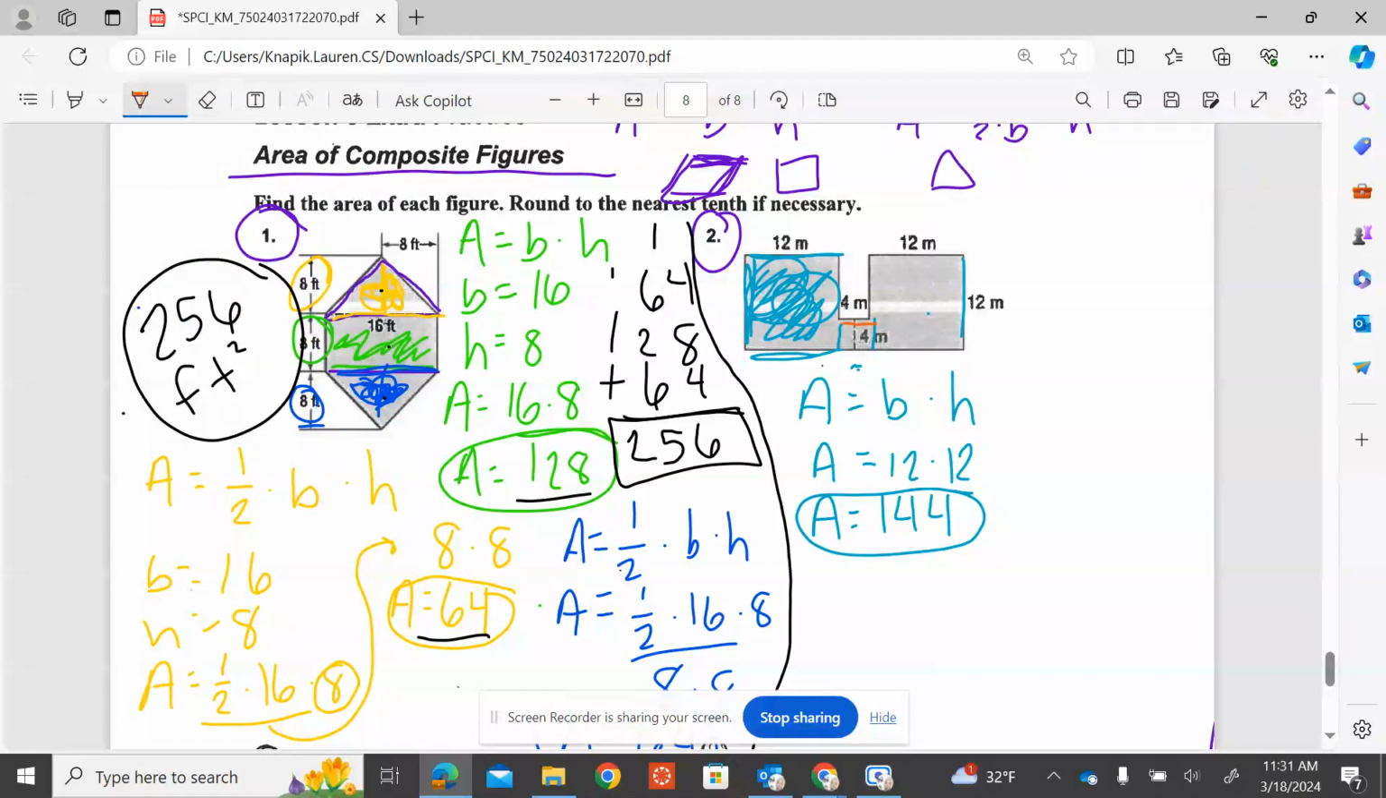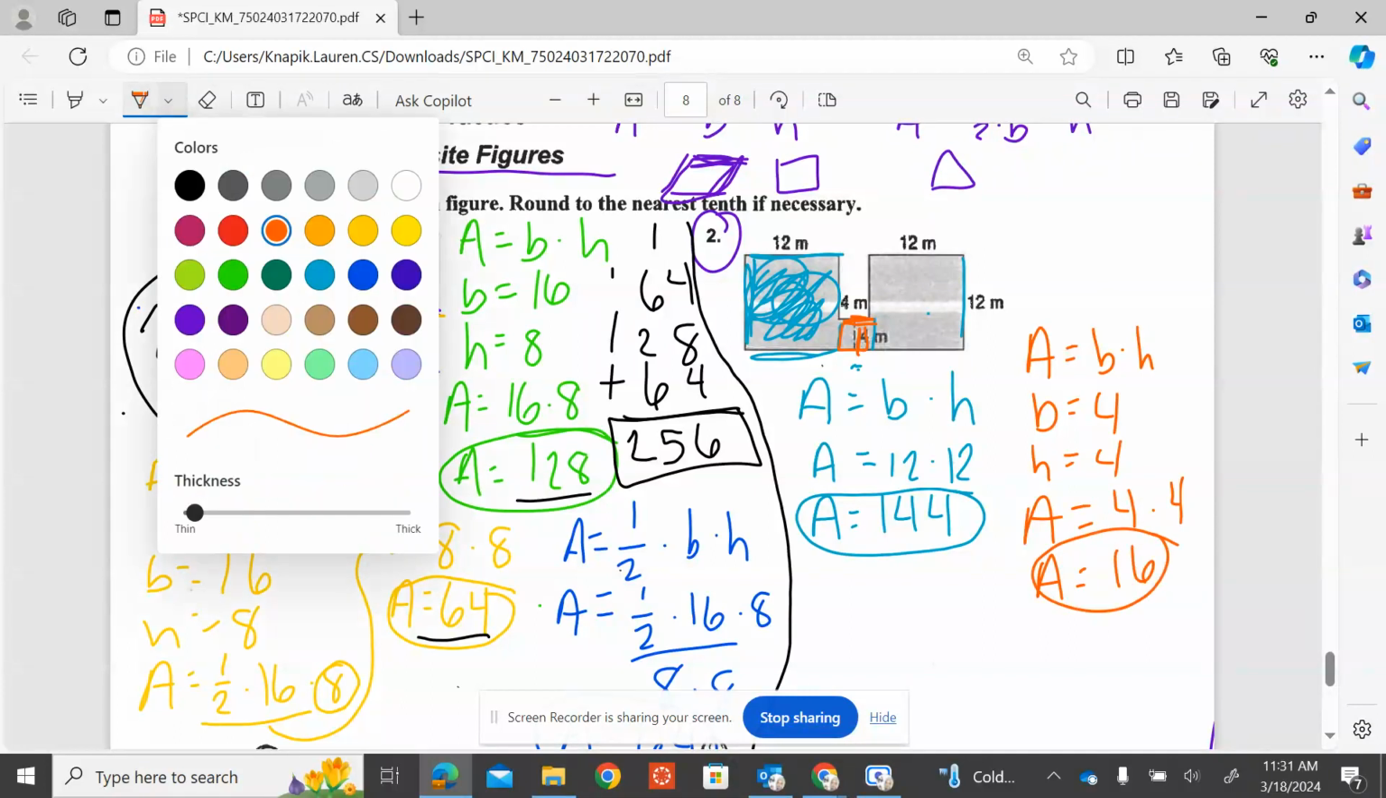My little teeny weeny square right in the middle here is another square where my area is base times height. My base is going to be 4. My height is going to be 4. Therefore, my area is 4 times 4, which gives you 16.